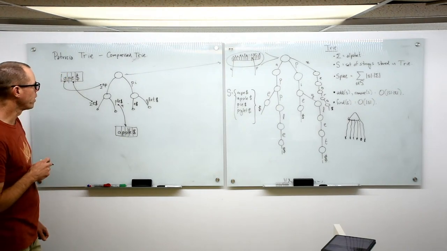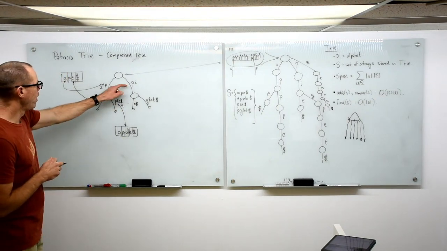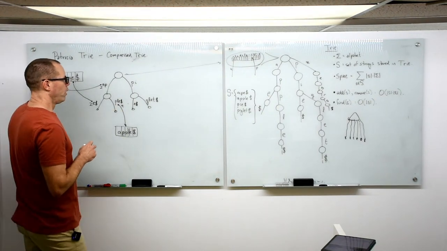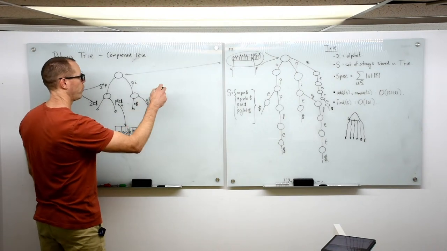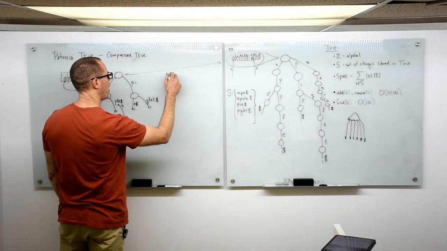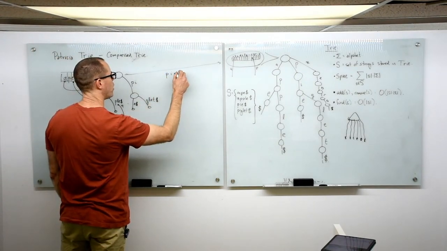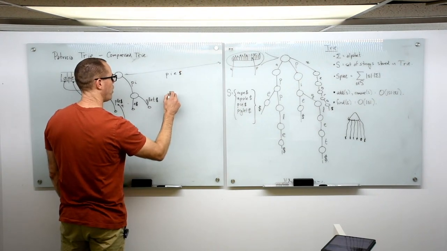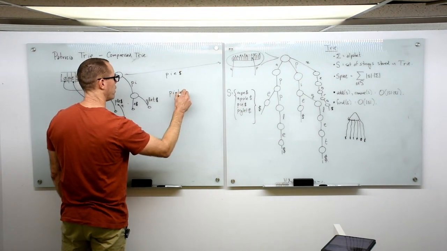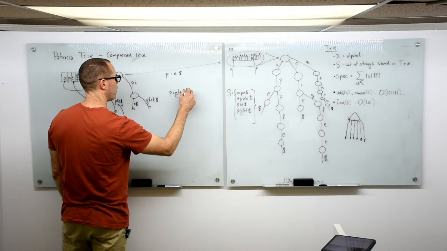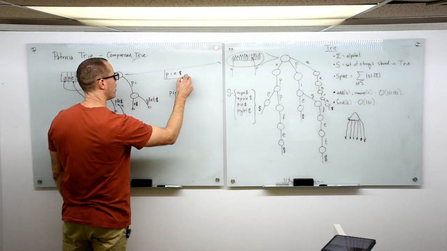Including the dollar sign. Over here, well, we know that we have pi stored in memory somewhere, and we also have piglet stored in memory somewhere.